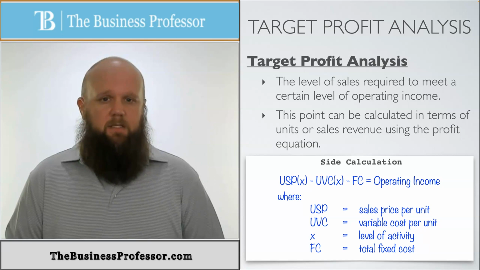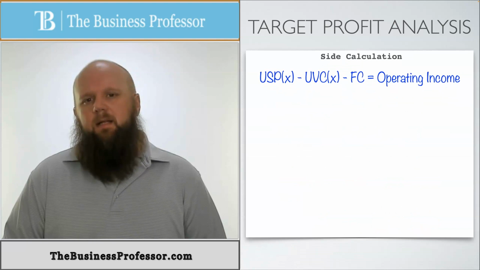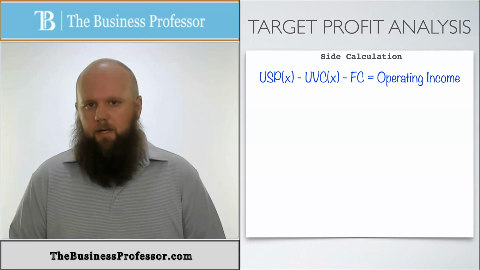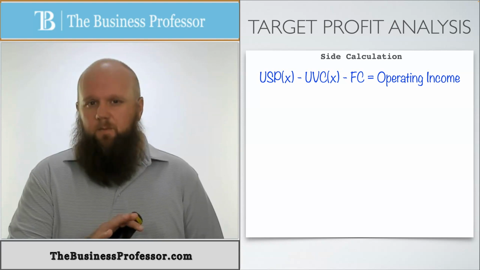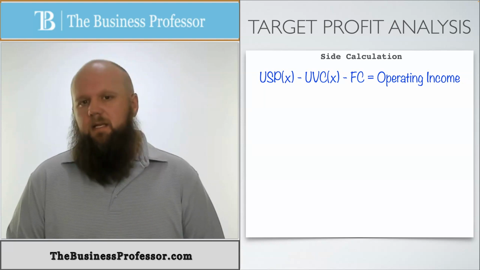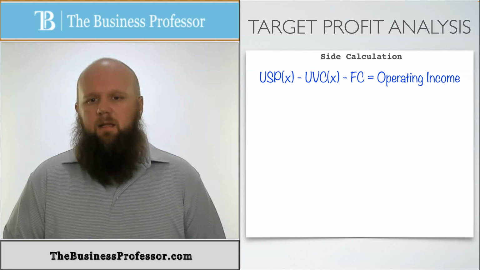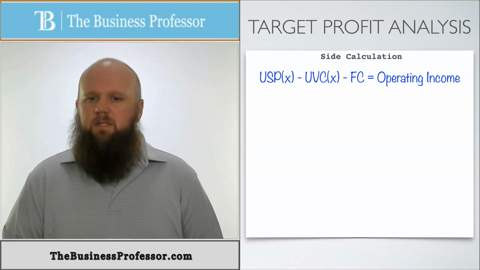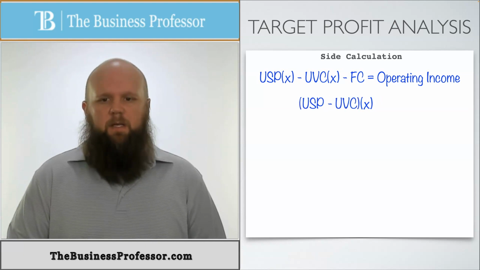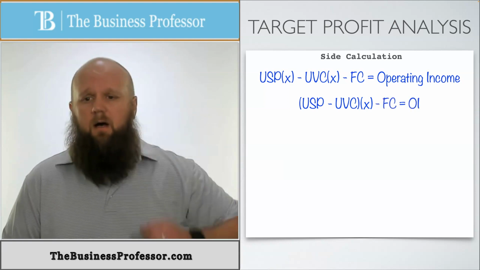Now, that's great. That's the basis of the equation. You can manipulate this equation to make it a little bit easier depending on what kind of information you're provided. So let's do that real quick. If I start with USP times X minus UVC times X minus FC equals operating income. If you remember back in one of your high school classes, we were talking about proofs, where you start bringing things together, you start seeing things. USP times X minus UVC times X, they both have X in the equation, so I can actually bring those together. So now what we have is USP minus UVC times X. That simplifies it down. So let's bring everything else down. Minus FC equals operating income.